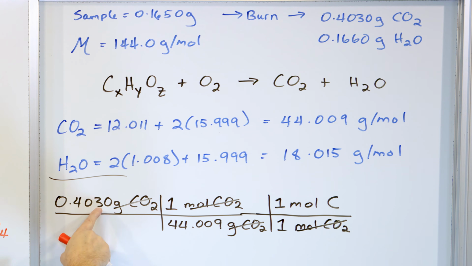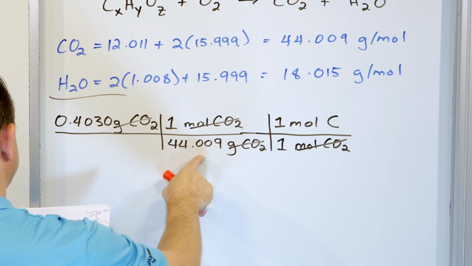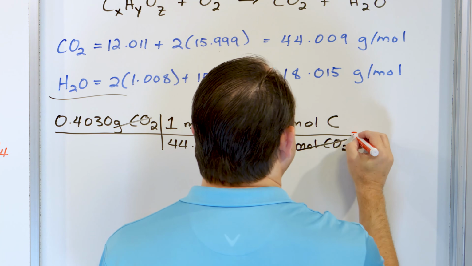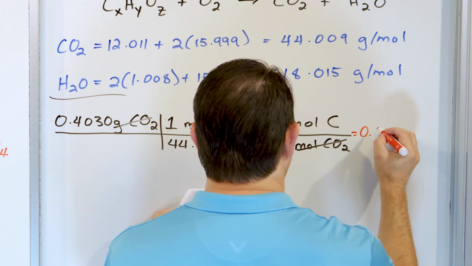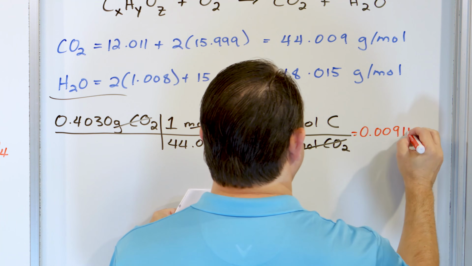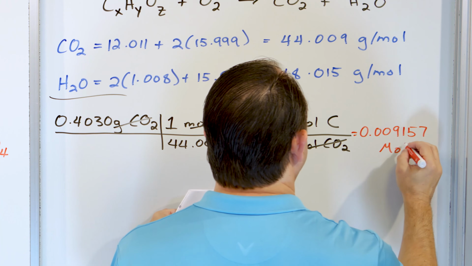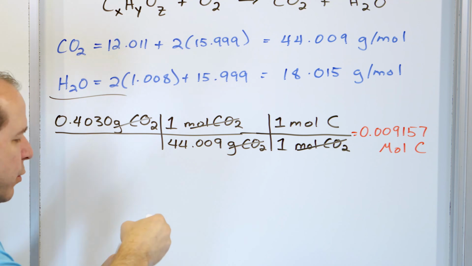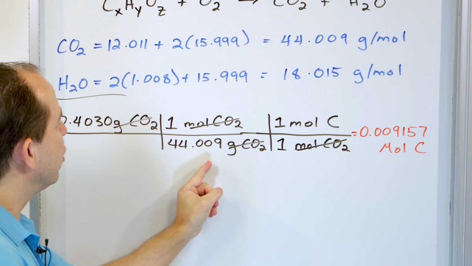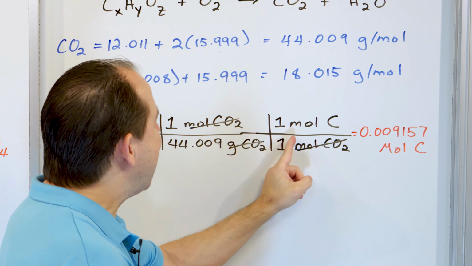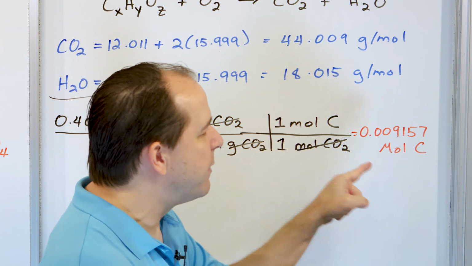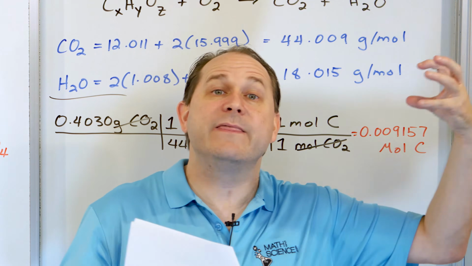0.4030 grams, or 0.4030 divided by 44.009 times 1 divided by 1, which doesn't really do anything, then what I actually get is 0.009157, and this is moles of carbon. Now, what you've calculated here, you know the grams of the carbon dioxide, you know the molar mass of carbon dioxide, and you know how many moles of carbon is in a mole of carbon dioxide. So what you calculate here is the number of moles of carbon in the product.